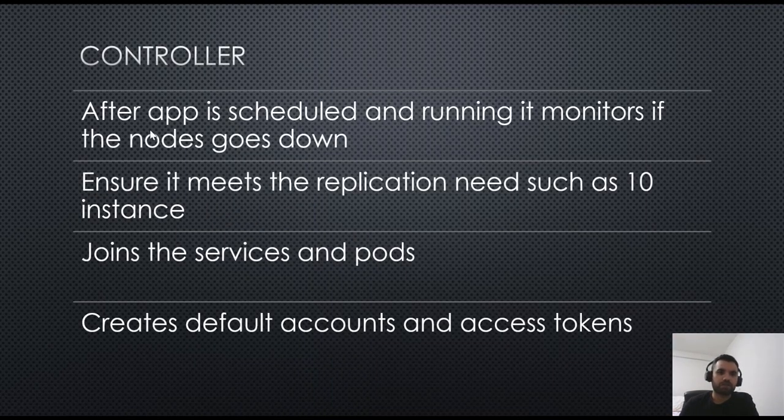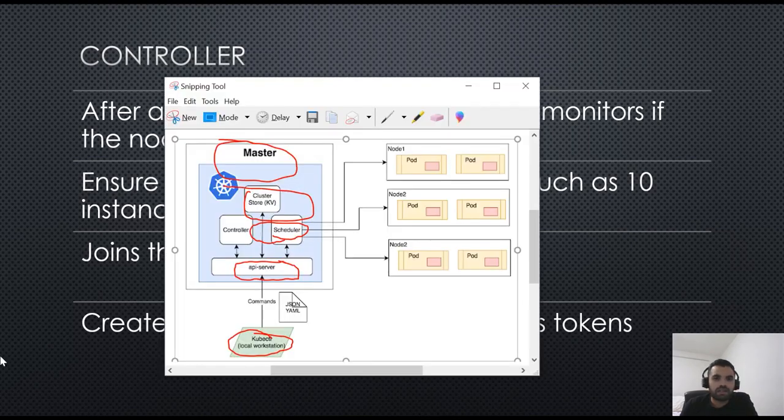All right, next one, we're going to talk about the controller. After the app is scheduled and running by the scheduler, of course, it monitors if a node goes down. The controller will keep monitoring and ensure it meets the replication needs, such as 10 instances. If I specify in the config file that I need 10 replicas, it's going to make sure it remains like that. It joins the services and the pods, and it also creates the default accounts and the access token for someone to access. The controller is quite critical as well because it pretty much controls the application. It takes the value from the API server, and then it monitors the entire nodes, like node 1, 2, and 3. Within the node, it watches which pods are running which application, and if any node goes down, it's going to spin up a new instance and notify the scheduler. So that's the task of the controller.